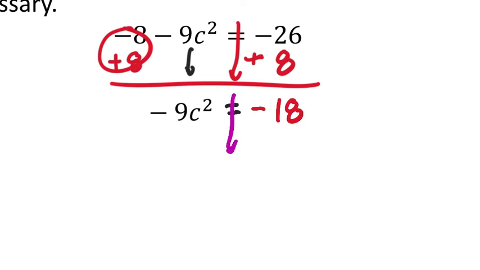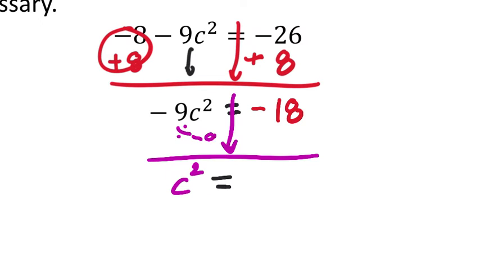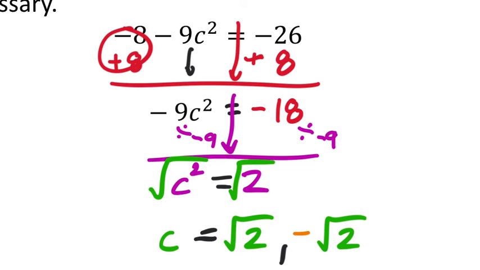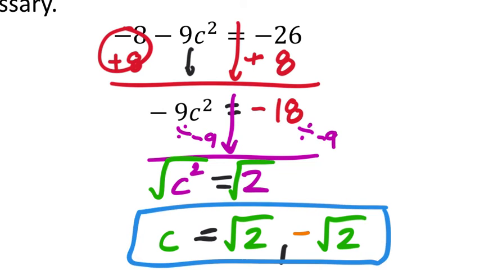And last of all, I want to make that coefficient of c squared a phantom 1 like we see here. To do that, I will divide both sides by negative 9. I'm showing the division a little bit different than last time. Negative 18 divided by negative 9 is 2. Now I am ready to square root both sides to make this c equals the square root of 2. But again, we're expecting 2 answers here. Not just the square root of 2, but also the negative square root of 2. And again, you can go back and plug that in. Check. Both work. Both are solutions.